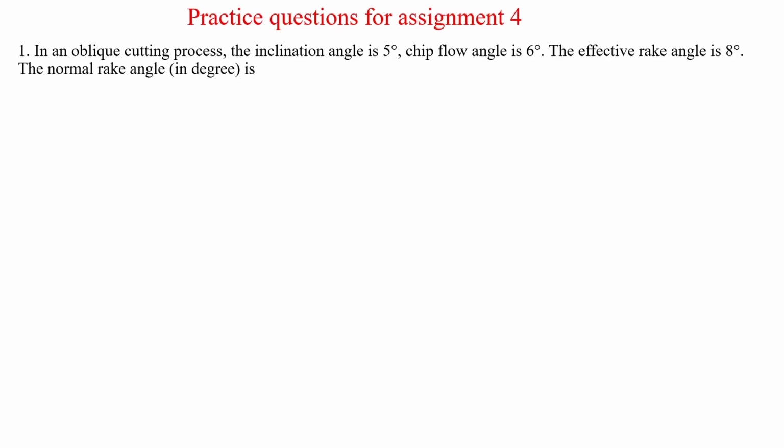Okay, so this is the first question. In an oblique cutting process, the inclination angle is, see, I always say, before solving the question, just write what is given so that it will directly feed you what has to be done. So inclination angle, I, is 5 degrees. Chip flow angle, NC, which is 6 degrees. Effective rake angle, alpha E, which is 8 degrees. You need to find the normal rake angle, alpha N.